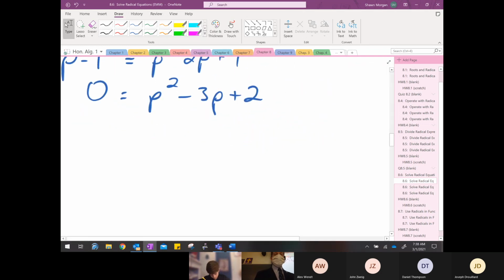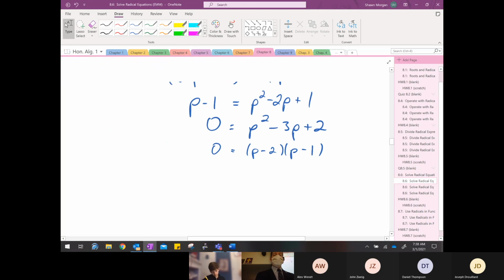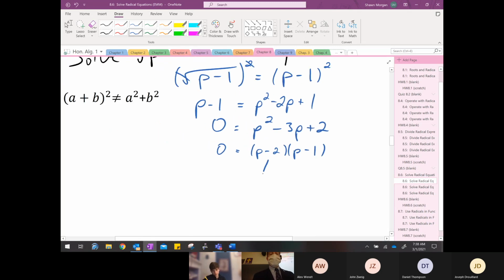I'll zoom in. I know I've got my big old heads in the way. Factor that out for us. Let's say p minus 1 and p minus 2. Sorry, I put them in the wrong order from the one you had. But yeah, good. We need 2 factors of positive 2 that add up to negative 3. And therefore, my answers to this quadratic equation are going to be p equals 2 or p equals 1.